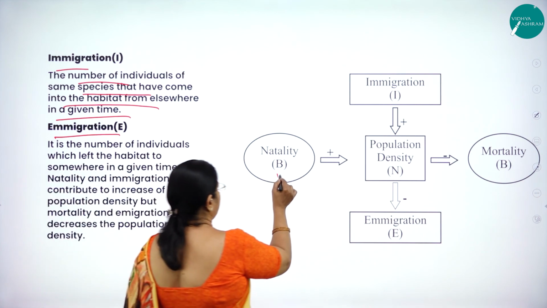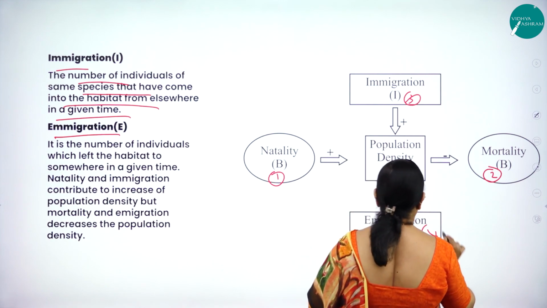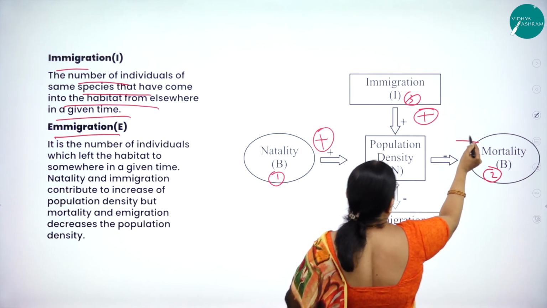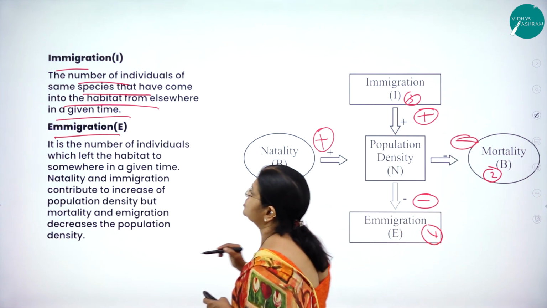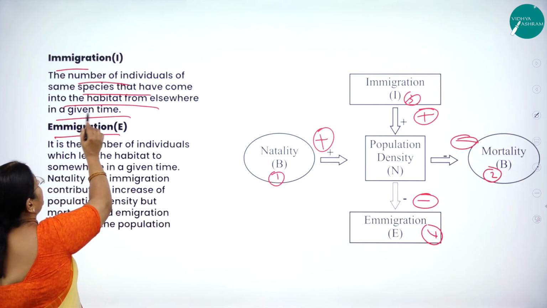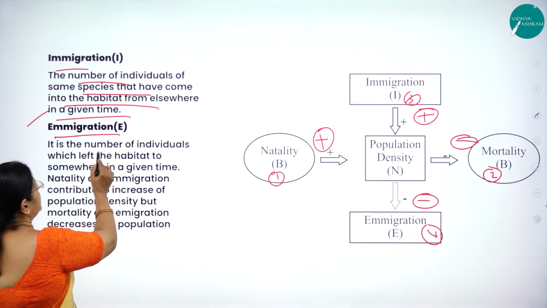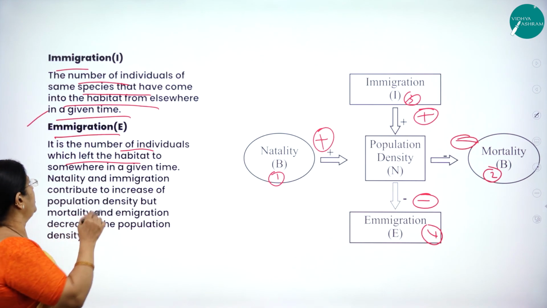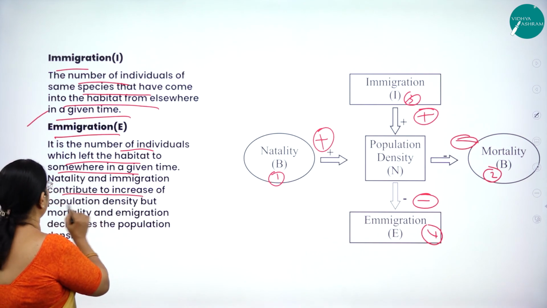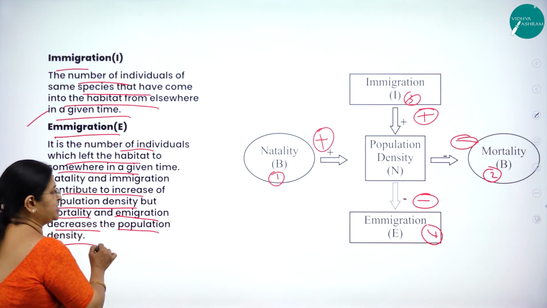So as I said, this is one parameter, this is second, this is third, and this is fourth. So this is plus, this is minus, this is plus, and this is minus. So what is immigration? The number of individuals of the same species that have come into the habitat from elsewhere in a given time. What is emigration, E? It is the number of individuals which left the habitat to somewhere in a given time. So natality and immigration contribute to increase of population density, but mortality and emigration decrease the population density.